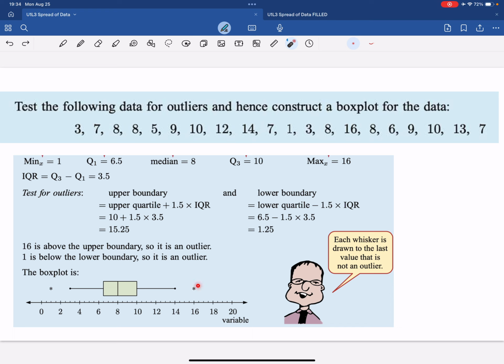This is called a modified box plot. It'll plot any individual value as an outlier if it's above the max. And then the next thing it plots is the next highest value that isn't an outlier. If we look at the lower quartile minus 1.5 times IQR, we get a result of 1.25. And so there is, again, one value that's below that.